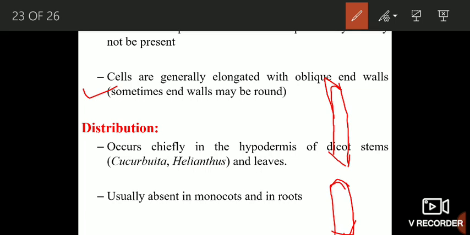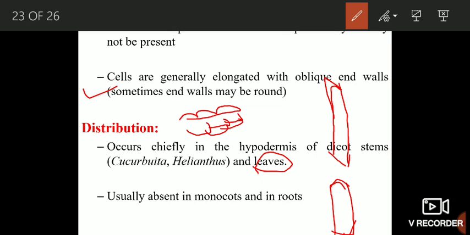Now the distribution of Collenchymatous tissues in the plants. The Collenchyma tissue occurs chiefly in the hypodermis of dicot stems, for example Cucurbita and Helianthus, and the leaves. You know that first of all you have epidermis. Then below the epidermis we have another layer in dicots which is known as hypodermis, and this hypodermis is made up of Collenchymatous cells.